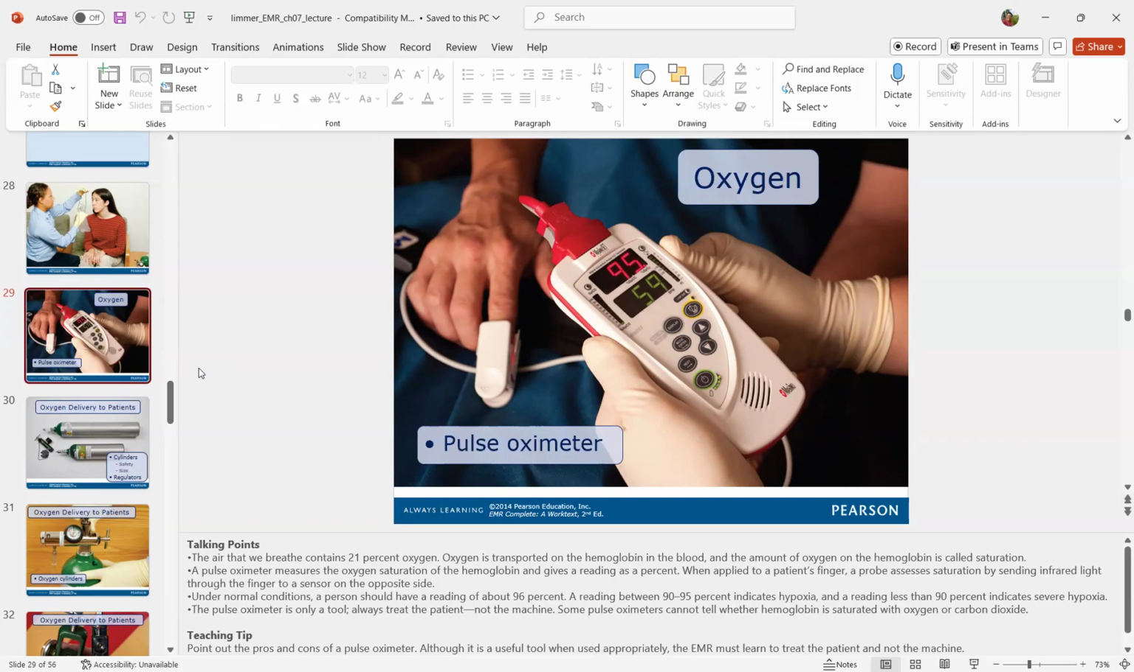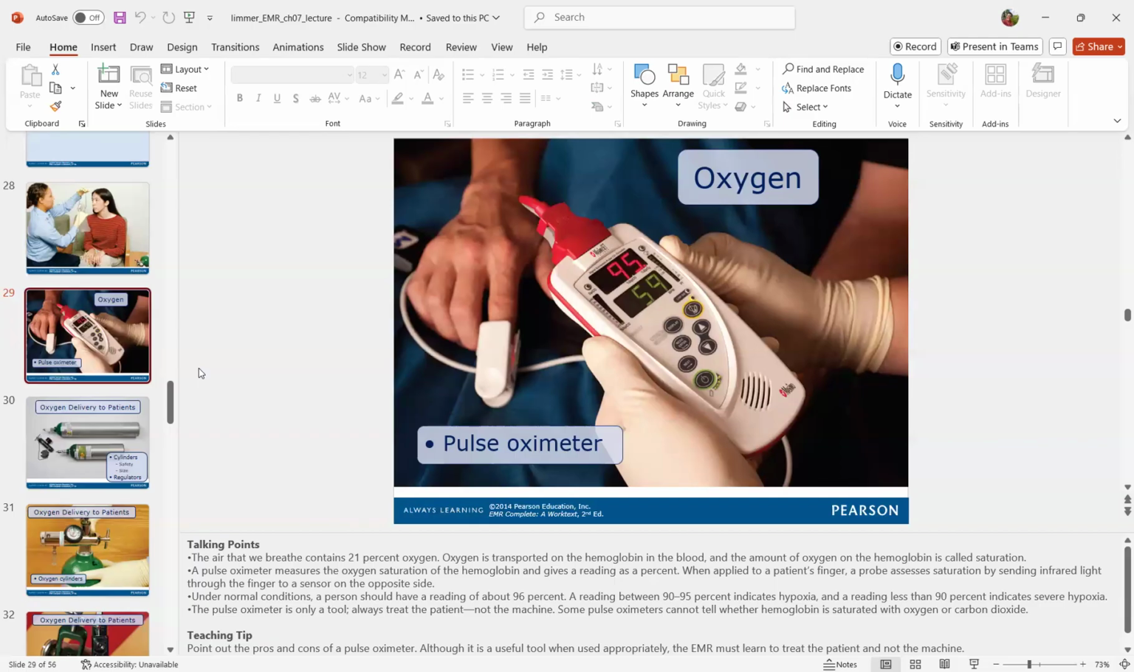Under normal conditions, a person should have a reading of about 96% or above. That's kind of been moved down to 94 recently. We don't really put people on oxygen until they're below 94. A reading between 90 and 95 is starting to indicate hypoxia, and a reading of less than 90 indicates severe hypoxia.